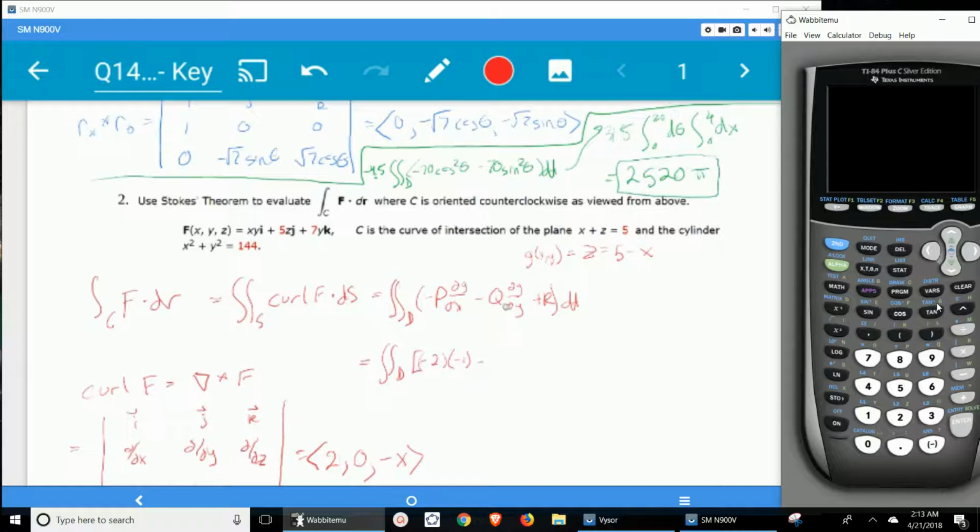Then q times, well, partial of g with respect to y was 0 anyway, so then plus r, that would be negative x. Now since this is a circular domain, we need to convert this. So this is 2 minus x, so what this is really going to be radius 12, and then it's 2 minus x, so that's 2 minus r cosine theta, r d theta.